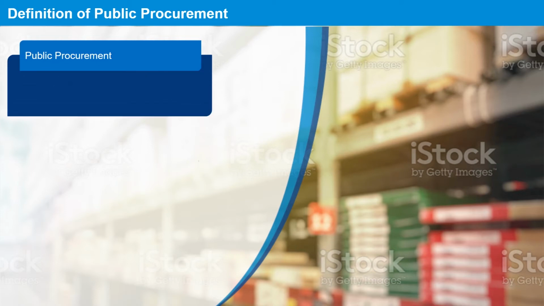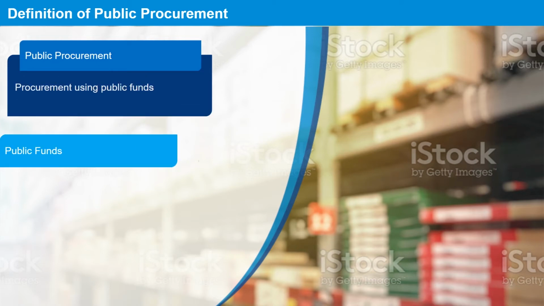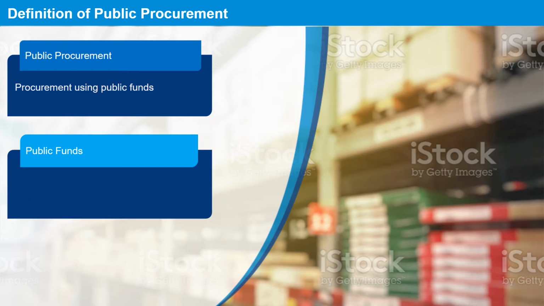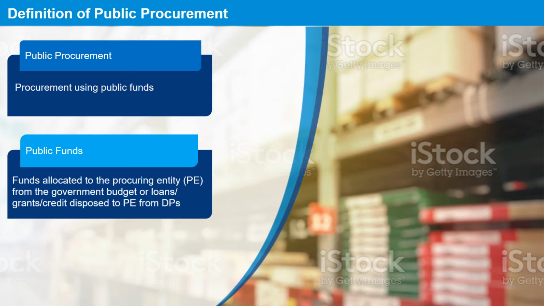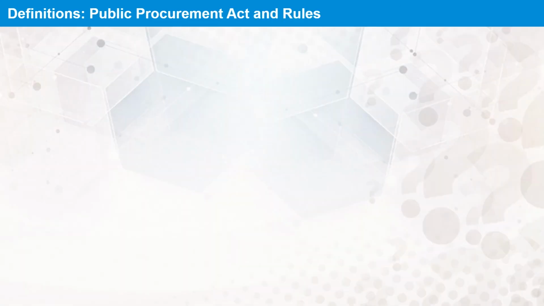Public procurement is procurement using public funds. So then, what are public funds? Public funds are the funds which are allocated to the procuring entity from the government budget or loans, grants, or credit disposed to the procuring entity from DPs. Let's now look at some other important definitions.